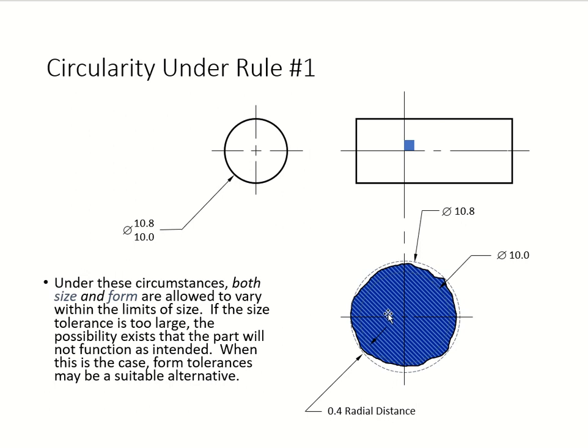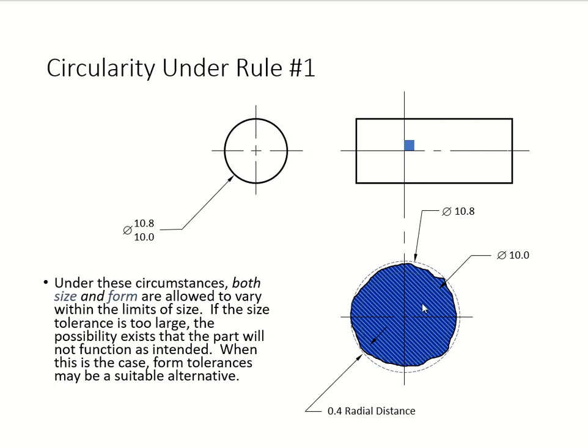All right, then we're going to fill in our sheets. So we can see right here the size and the form. When you look at it, the size tolerance is still in the zone. Here it's kind of protruding right at that outer circle.